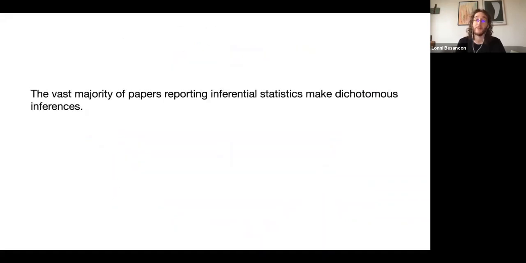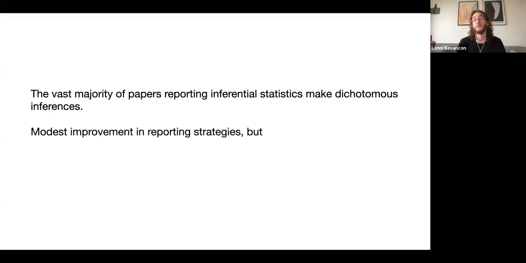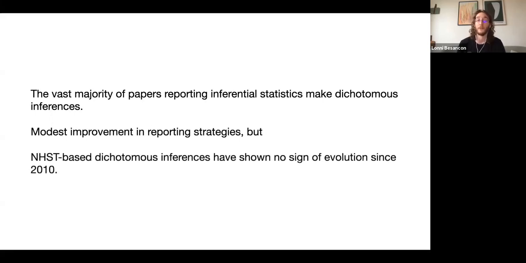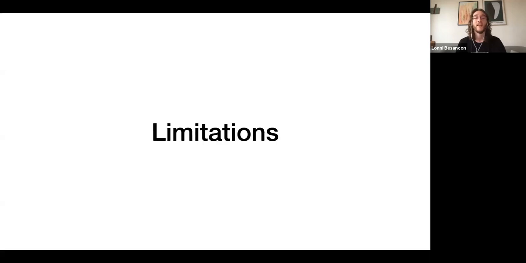So, as I said, the vast majority of papers reporting inferential statistics do make dichotomous inferences, apparently. We've seen some very modest improvements in reporting strategies over the years, but overall NHST-based dichotomous inferences have shown no sign of evolution since 2010, which was, by the way, around the replication crisis in psychology.